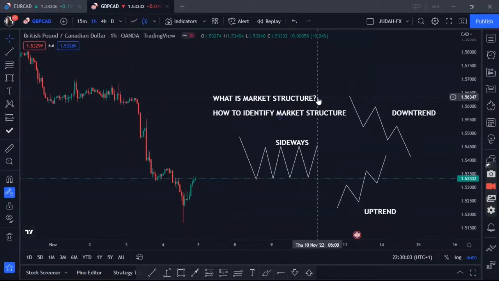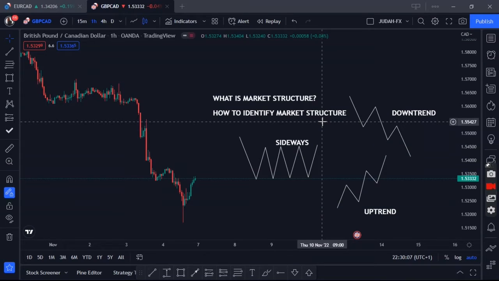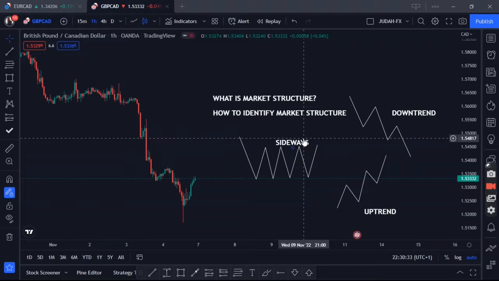First, we're going to look at what is market structure, and then we're going to look at how to identify market structure. So market structure is basically how the market is formulated, how it is structured, how it is formed, how the market moves on a day-to-day basis, week-to-week basis, or month-to-month basis. So understanding market structure is very important so you guys can know the direction of the market, because with market structure you can easily predict the next move that the market is going to make, basically.